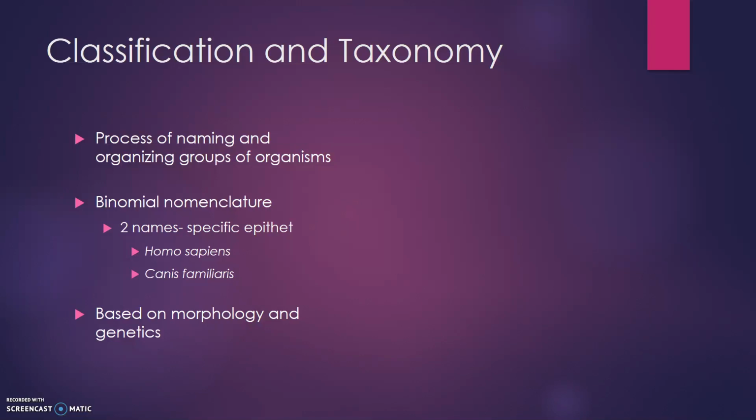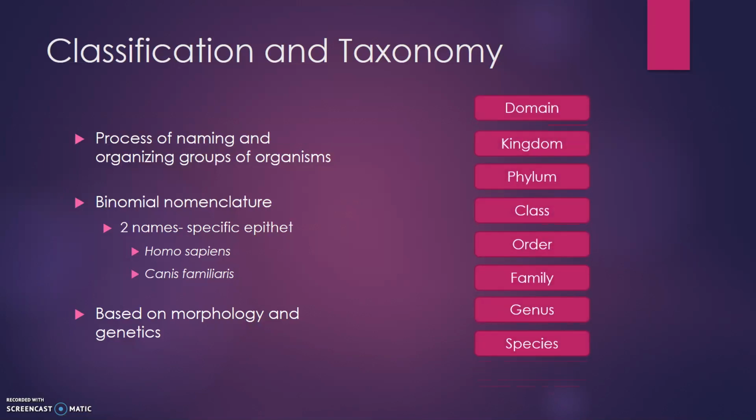So, in the past, classification was based just on morphology, how the animal looked, but that wasn't very accurate a lot of the time because animals are pretty darn complicated. Now it's based on a mix of morphology and genetics, which gives a more accurate grouping. The way that scientists classify animals, there are groups that get smaller as you move down. A domain will be the largest, most general group that an organism will be in, while the species will be the most specific.